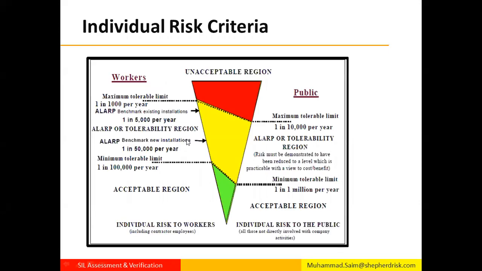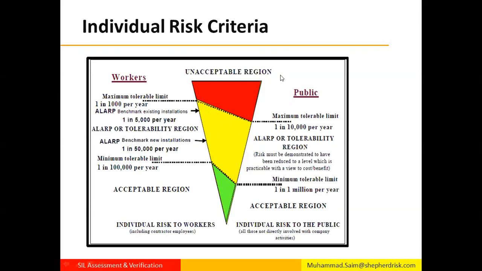Then we need to look at what is acceptable risk. So this is the company criteria, and in some countries this is the legal criteria. So we have to set and adopt whatever the criteria is there. If there's a legal requirement, we have to comply with that. If there's a company criteria, we have to adopt that.